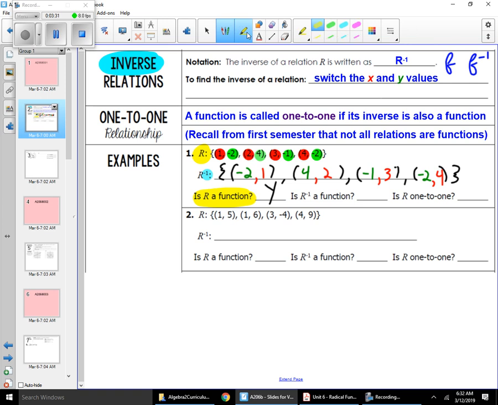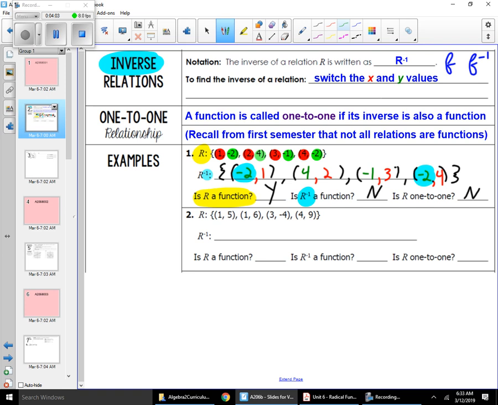Going over to our inverse, we do have an issue. -2 shows up twice. So now that -2, which used to be a y coordinate, it is now an x coordinate when we do the switching of x and y. Because it shows up twice, this is no longer a function. R inverse is not a function. And since R inverse is not a function, R, the original relation, cannot be considered one-to-one.